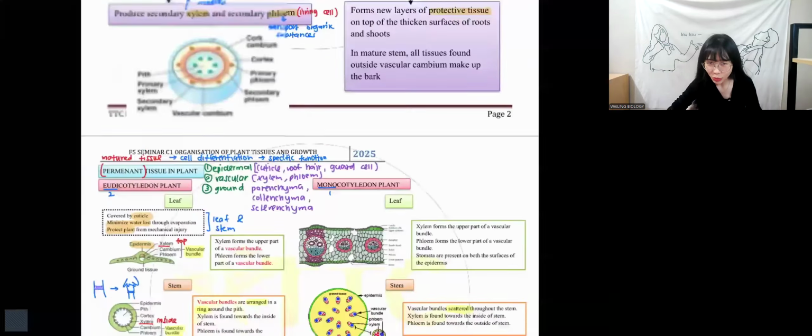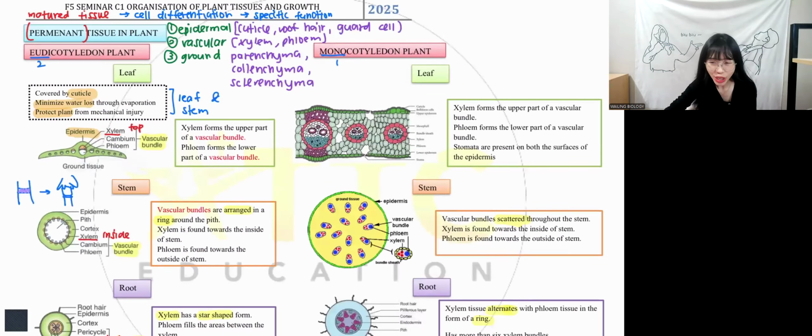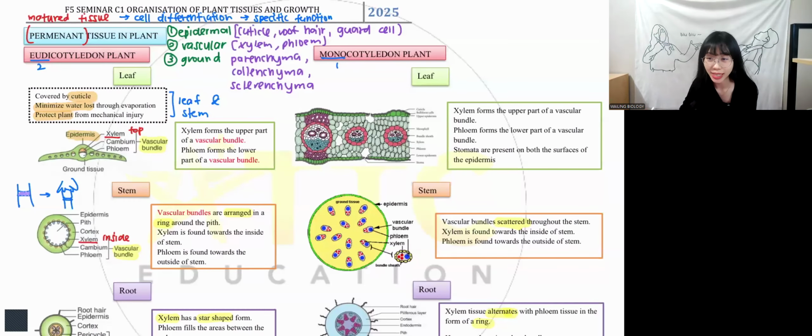Now, done with this, we're going to move to the next page. The next page is the sequence of the zones that we learned just now. Let's go through one more time. There are 3 zones in sequence, and we also have a root cap. Can you tell me the 3 zones in sequence again?